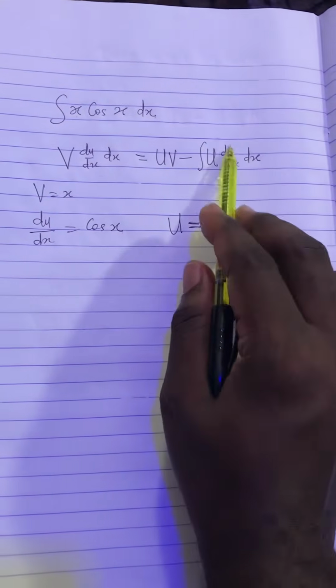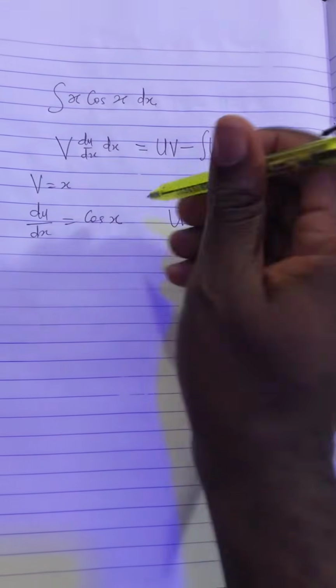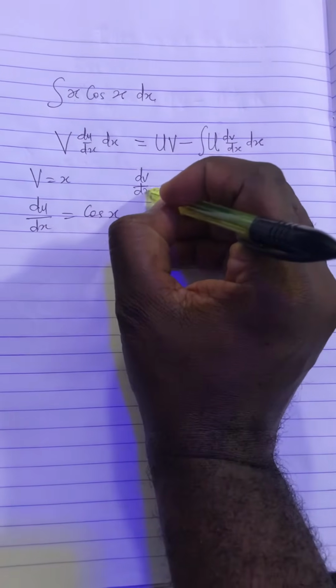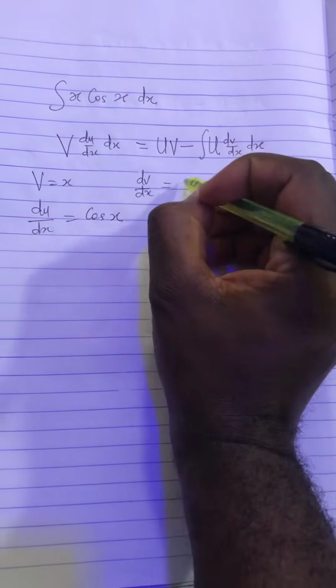We also need dv dx in this formula. If v is x, what must be dv dx? dv dx means differentiate v, and that will give you what? 1. Differentiation of x is 1. Remember from the differentiation rule that when you differentiate x, you have 1. Now we have everything to solve our integration.